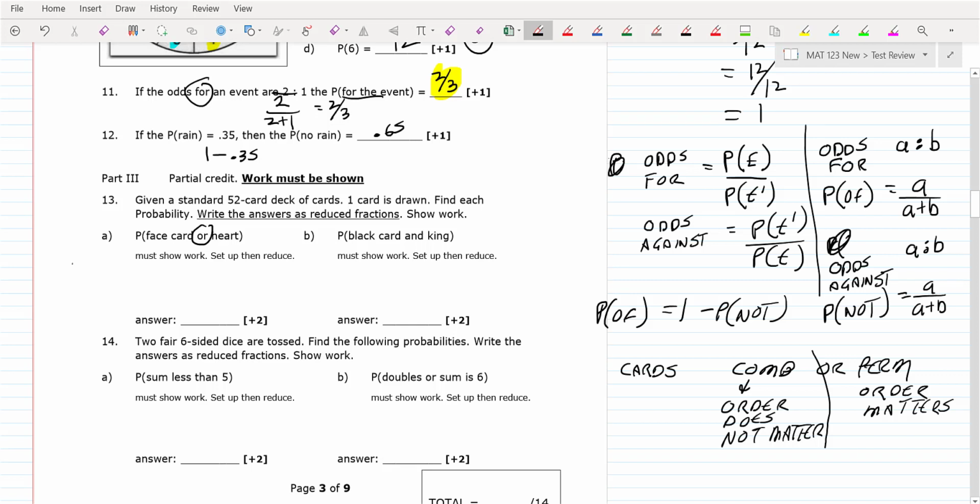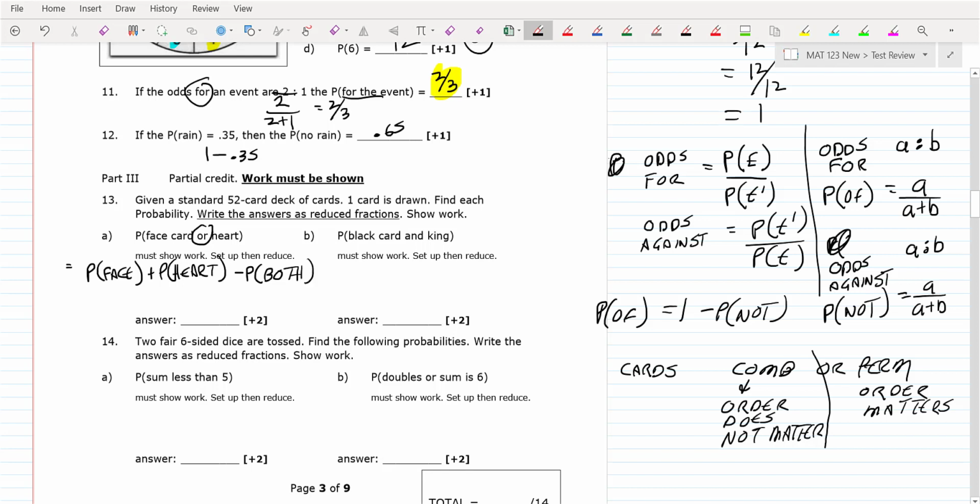So what we're going to do is the probability of getting a face card plus the probability of getting a heart minus the probability of both. And you can write both there in words because that's what an intersection is.